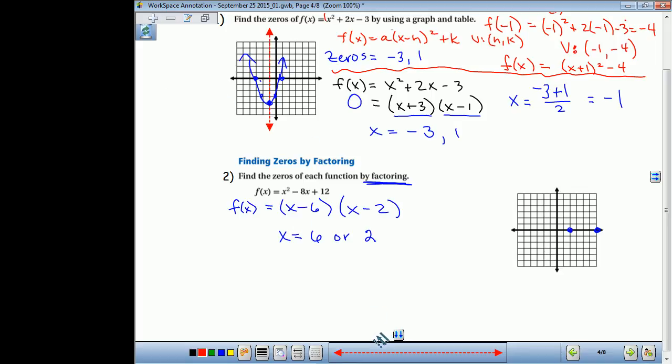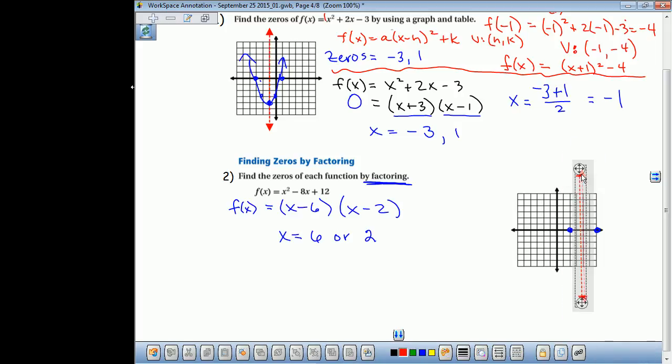So the axis of symmetry would be located at x equals what? What's halfway in between 2 and 6? 4. I missed it totally, but you got it.